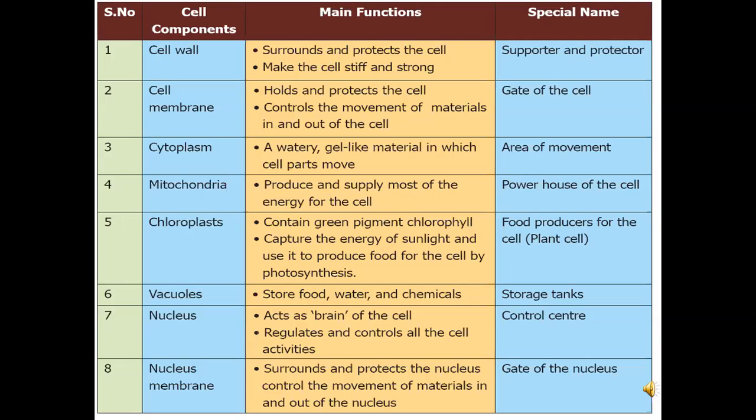And the last, eighth cell component is nucleus membrane. The main function of the nucleus membrane is to surround and protect the nucleus, and control the movement of materials in and out of the nucleus. And the special name of nucleus membrane is gate of the nucleus.